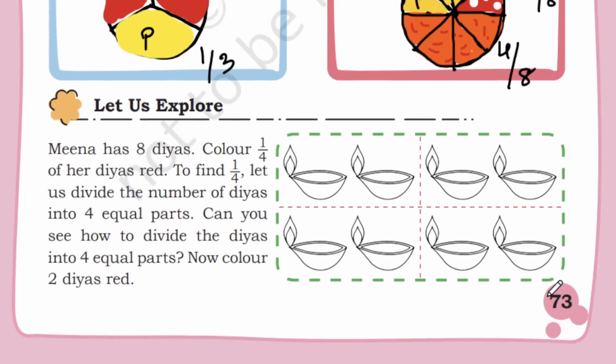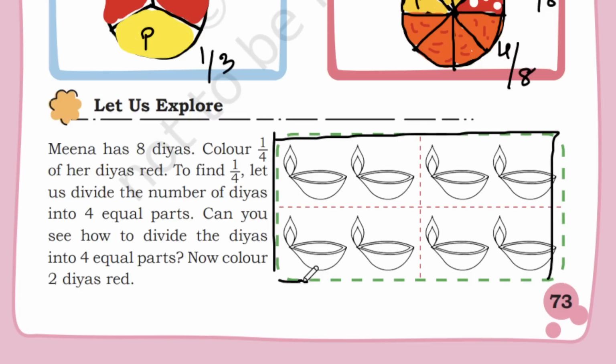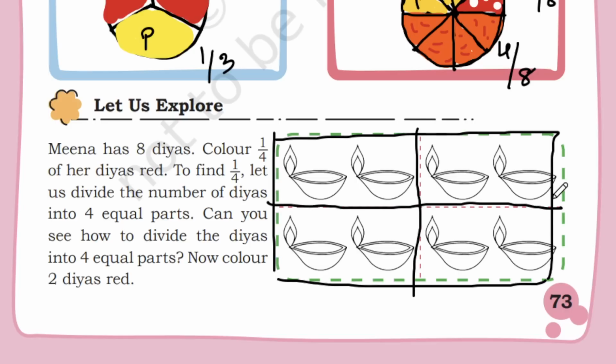Okay. So Meena has 8 diyas. So 1, 2, 3, 4, 5, 6, 7, 8. To find 1/4, let us divide the number of diyas into 4 equal parts. So what have they divided? They have divided this into 4 equal parts. Okay. So can you see how to divide the diyas into 4 equal parts?